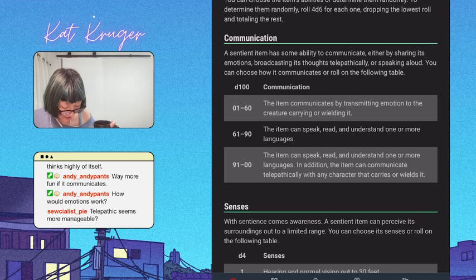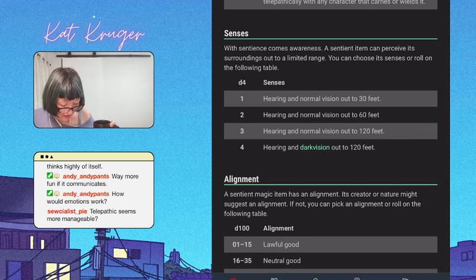Then we have senses. With sentience comes awareness. A sentient item can perceive its surroundings out to a limited range. You can choose its senses or roll on the table. I'm not going to roll on the table because I have in my mind that, because it is snake-like or naga-like, maybe we'll take a look at what those creatures have, because I'd rather tie it into that.